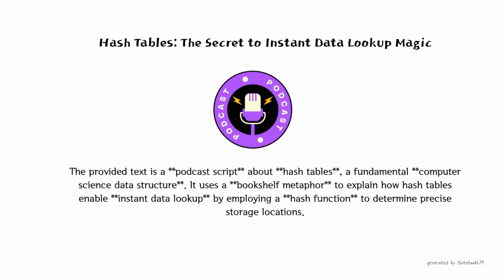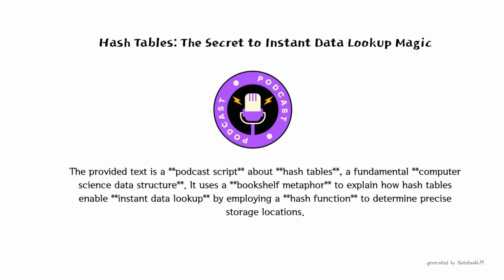What if another book also calculates to shelf 2 or shelf 5? Let's try The Old Man and the Sea. T-H-E-O-L-D-M-A-N-A-N-D-T-H-E-S-E-A. 18 letters, so 18 modulo 12. That's remainder 6. So it goes on shelf 6. But what if shelf 6 already has a book on it? What happens then? You've hit on the key challenge. That situation is called a collision. A collision. Okay, that sounds like a problem.